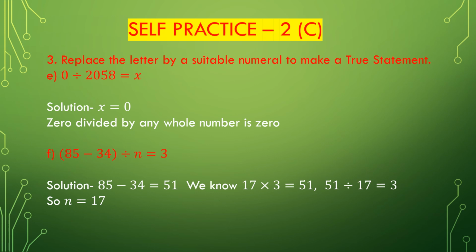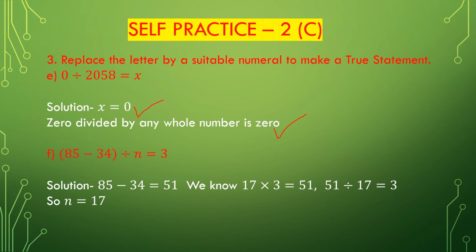Now we solve question number 5, part e. 0 divided by 2058 equal to x. Here x will be 0. As we know, 0 divided by any whole number, we get 0 only. So 0 divided by 2058 equal to 0. So here x will be replaced by 0.